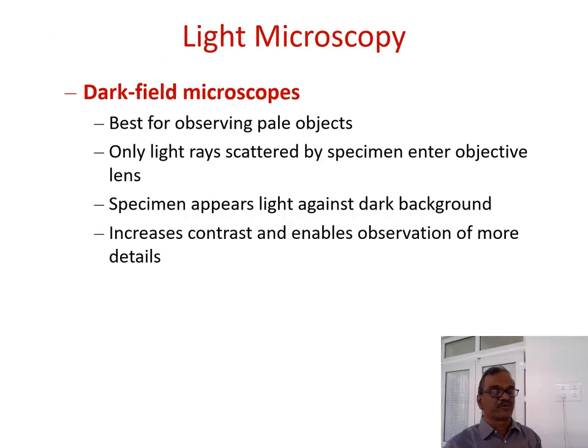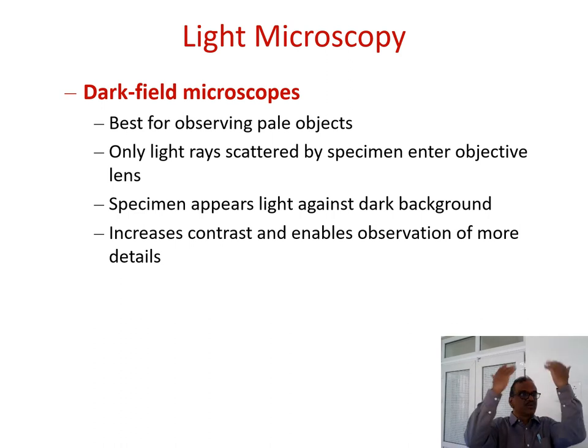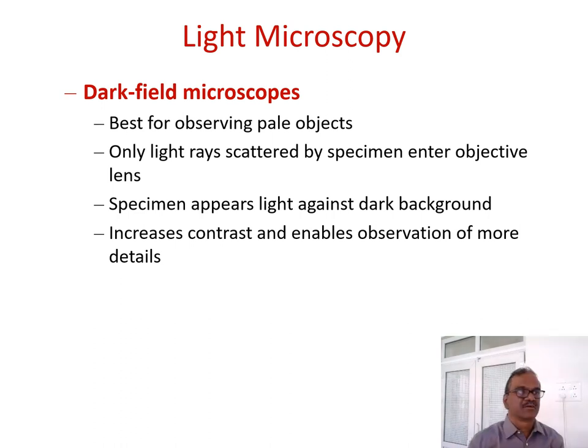Okay. Then dark field microscopy. If the object is pale, so if the background is dark, you can easily get the contrast. Okay. So the light rays are scattered by the specimen and enter the objective lens. Generally, what is the normal one? Only scattered light enters the objective lens, whereas in the normal one, main light goes through the aperture and focuses on the object. Okay, the specimen appears light against the dark background, that is the dark field microscopy. So it increases the contrast and enables the observation of more details.